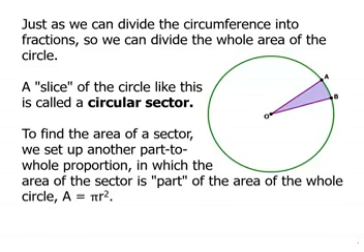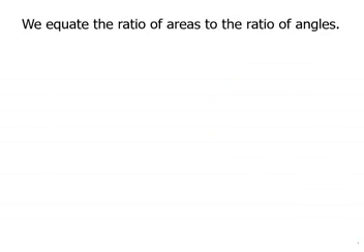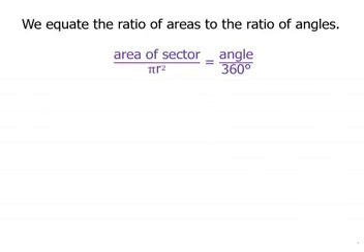We could find the area of the sector by setting up another part to whole proportion. So we're still going to have central angle over 360, but now we're going to have area of the sector over area of the whole circle, pi r squared. We equate the ratio of the areas to the ratio of the angles. So that's the formula for the area of a sector. And again, don't simply blindly memorize. Make sure you understand how we got this.